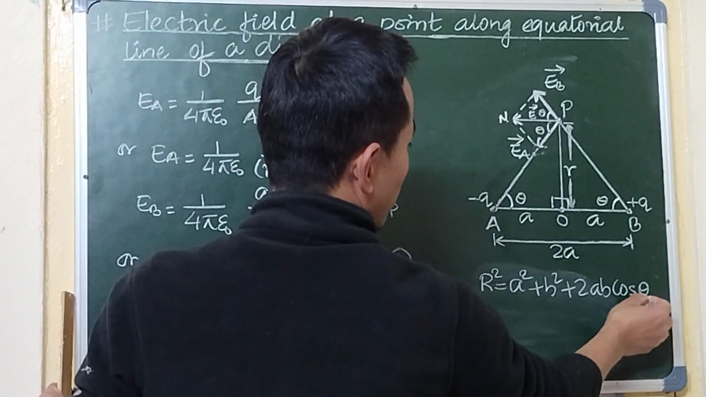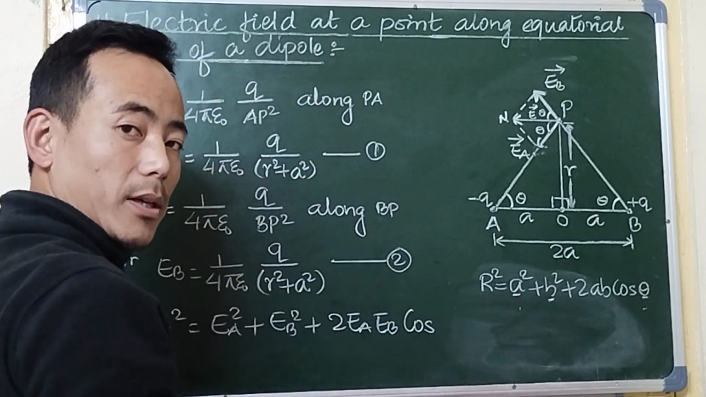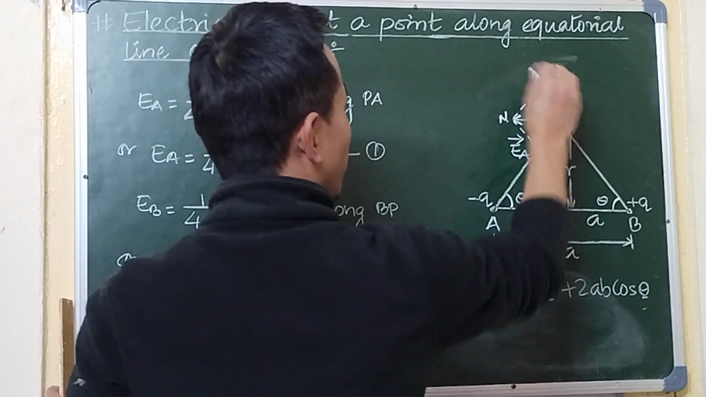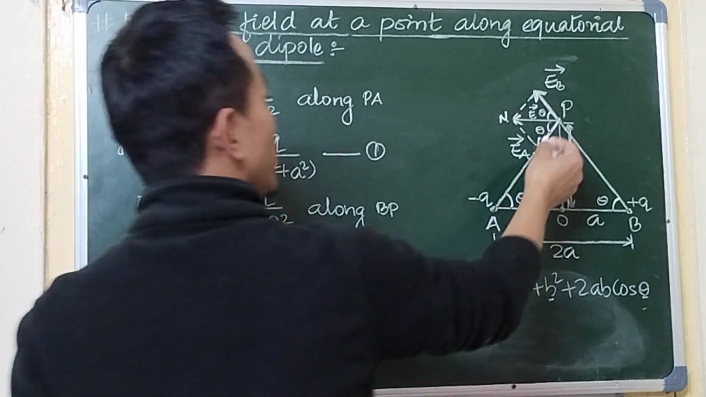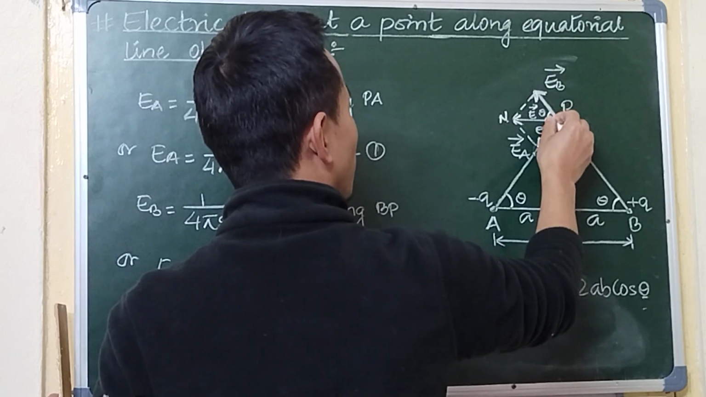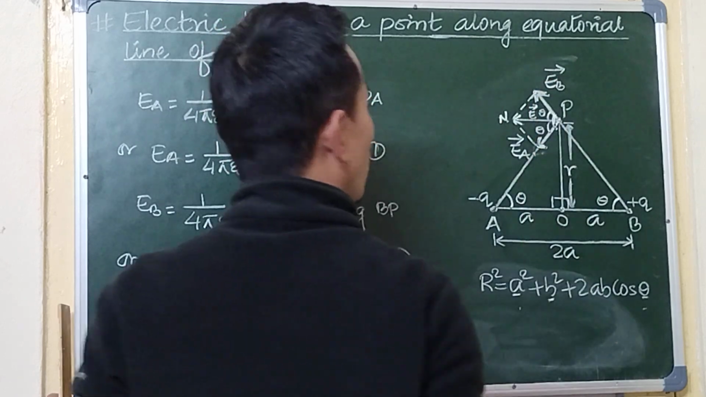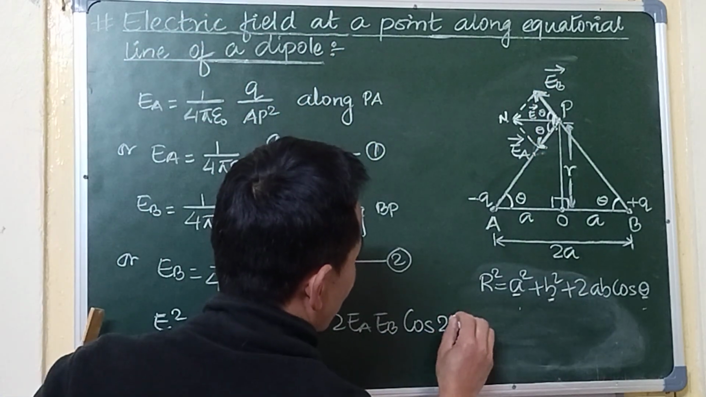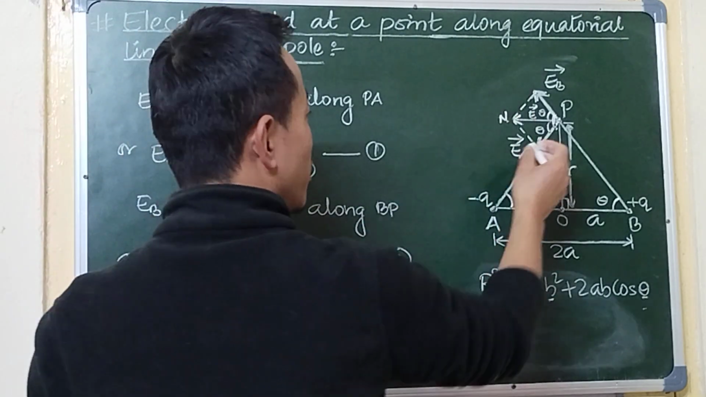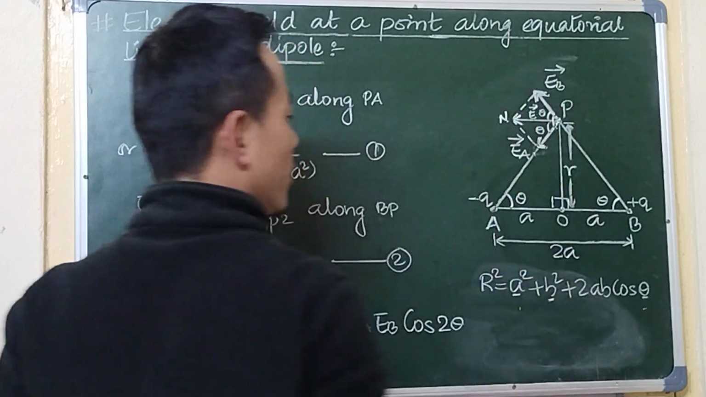As I said, this angle theta is the angle between the two vectors, that is vector A and vector B in this case. Here we have the two vectors, EA vector and EB vector. Now the angle between EA vector and EB vector is this one. So this will be theta plus theta. So this angle between EA vector and EB vector will be equal to twice of theta. So here you have to be careful. It's not cos of theta, it will be cos twice of theta, because it is the angle between the two vectors, that is EA vector and EB vector.